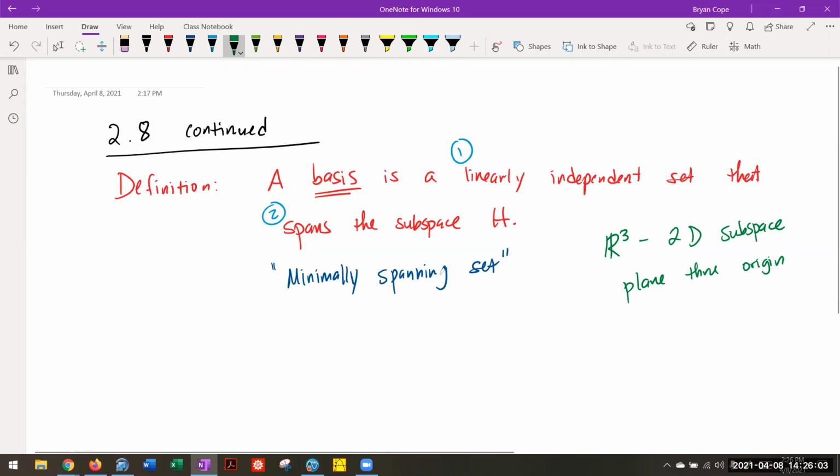So we could say that the subspace H is the span of, let's make up three vectors. We could say (1, 0, -2), (3, 1, 5). And now I'm going to make the last vector a linear combination of the first two. So I'm going to make it (4, 1, 3). It's just the sum of the first two vectors.